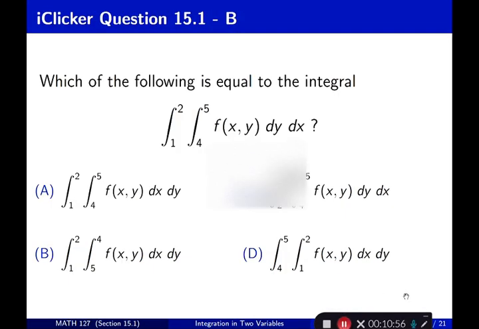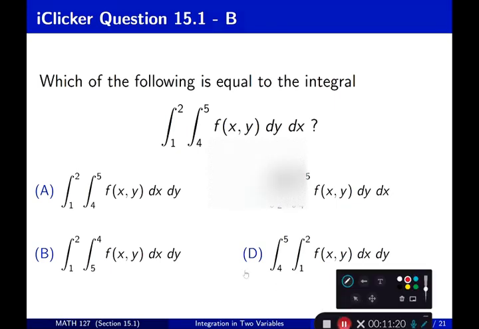Let's do iClicker question 15.1b: which of the following is equal to the integral from 1 to 2 of the integral from 4 to 5 of f of x, y, dy, dx? So give yourself a minute and think about it and come back.